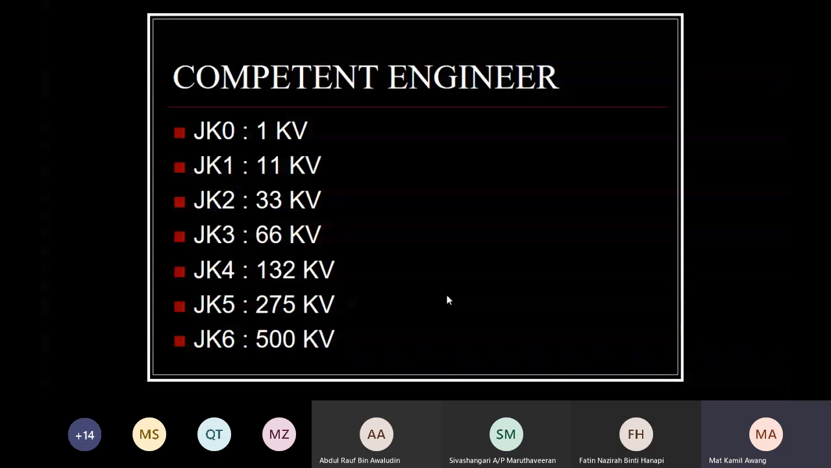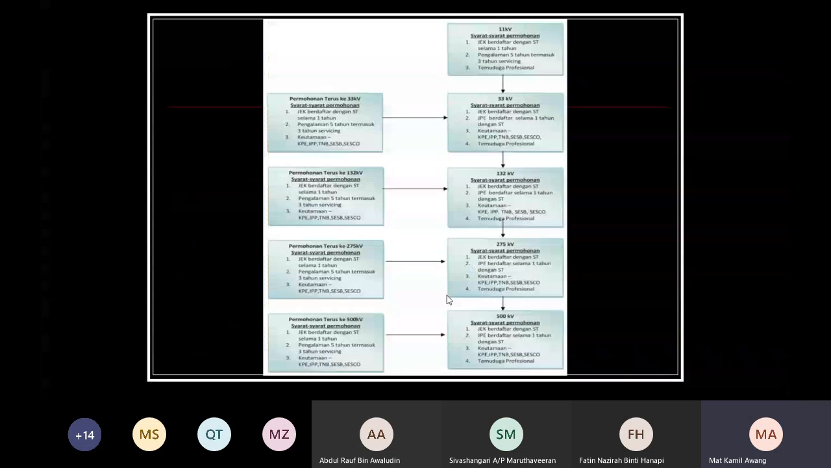So these are the steps, the flow chart, for how to get those certifications. It starts with the 11 kV. Then there are certain requirements that allow you to go into the 33 kV, 132, 275, and 500 kV.